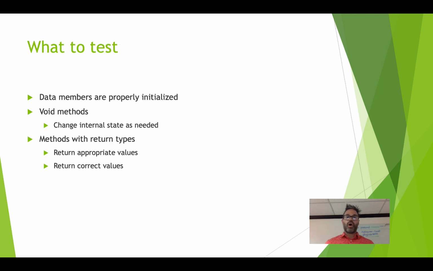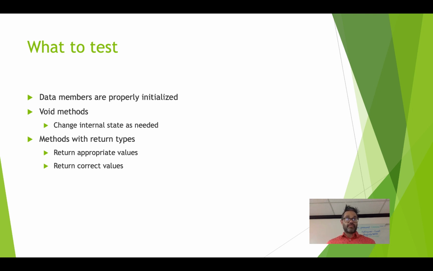We also need to identify what we need to test. Now, especially since we're starting with the beginning of this, we want to make sure we test that data members are properly initialized. If we're testing a void method, we want to make sure that they change internal state as necessary. And if it's working with a method that has a return type, we want to make sure they return both appropriate and correct values.